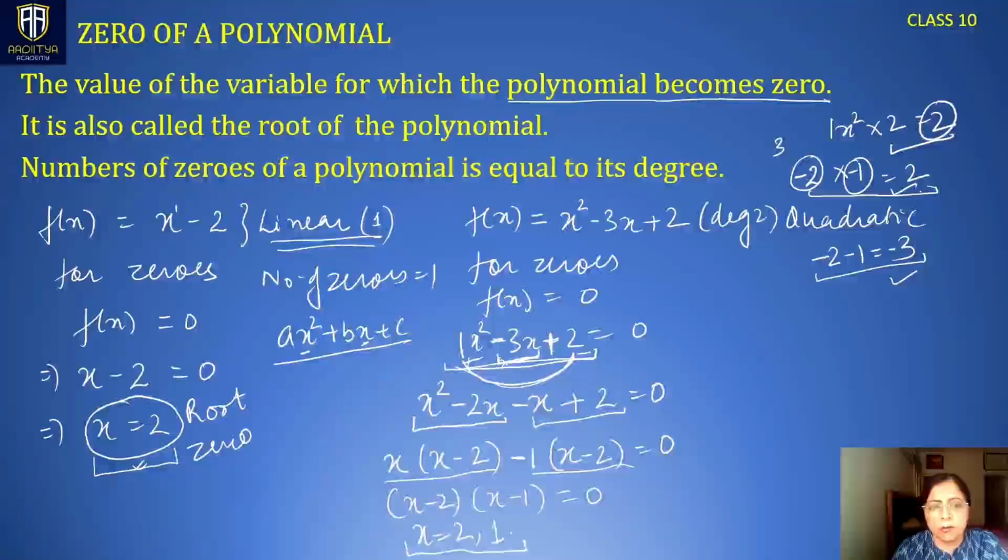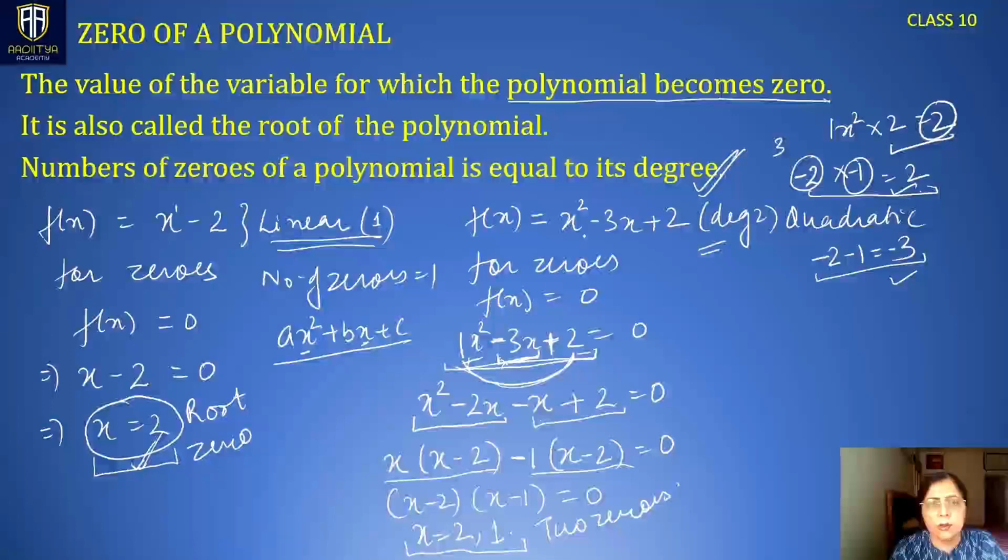So, here we have got two zeros, right? This is the verification of this note. The number of zeros of a polynomial is equal to its degree. Here the degree was 2, so we had got 2 zeros here. Hope I am clear. For the linear polynomial, degree is 1, and equating that polynomial to 0 to find zeros, we got only one value of x. So we had only 1 zero of this polynomial.